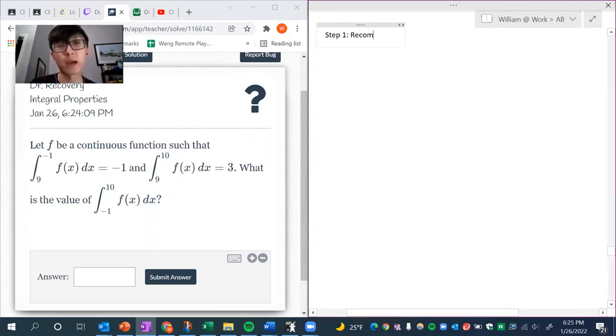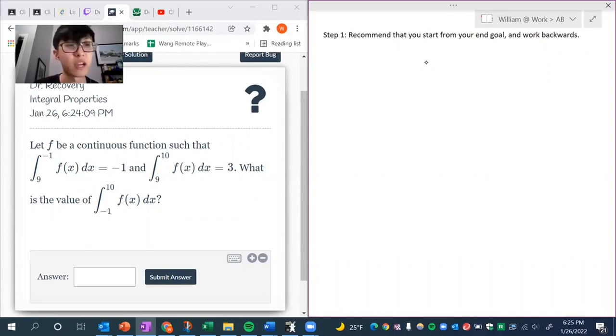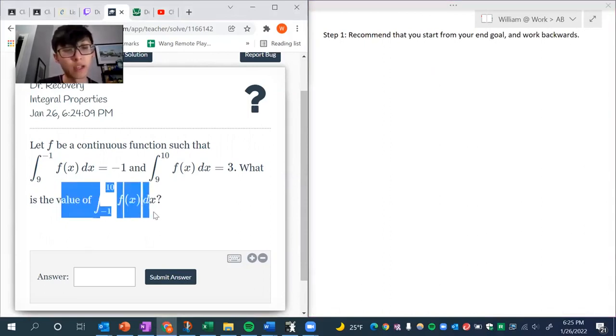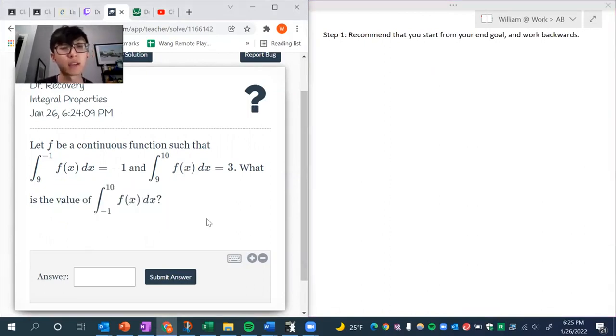So I recommend, this is usually helpful, that you start from your end goal and work backwards. What I mean by starting from your end goal is, what am I trying to find? What is the answer? Well, this problem asks me very clearly, what is the value of my integral from -1 to 10 of f of x dx? So what I'm looking for is the integral from -1 to 10 of f of x dx.